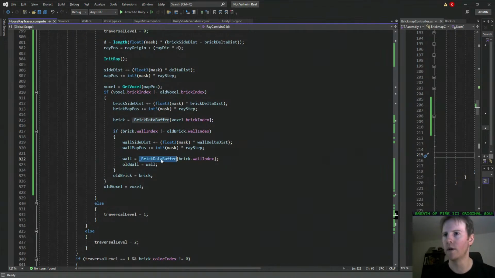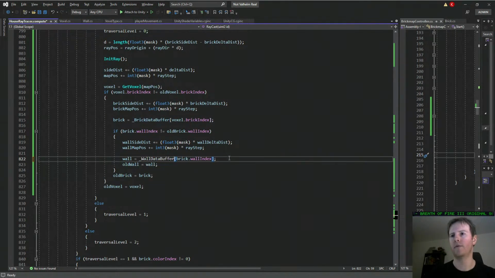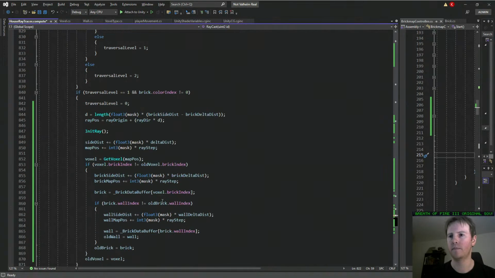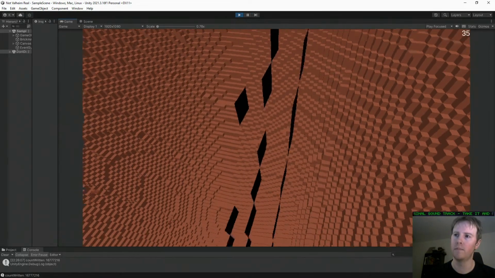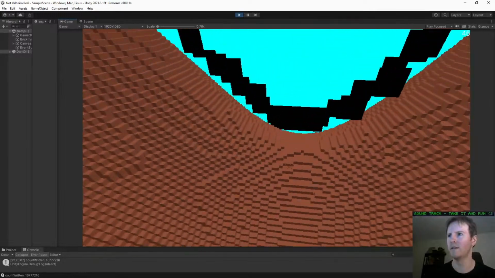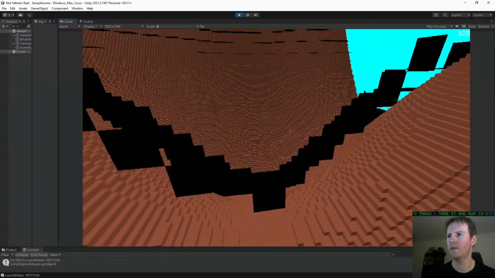I am using the wall data buffer. Not gonna work. Nope. What is this? This is so odd.